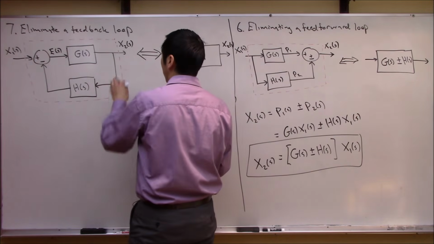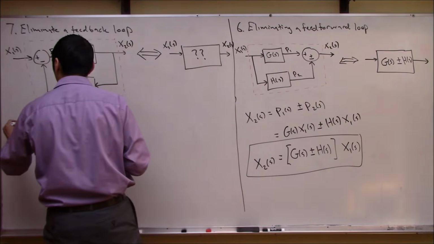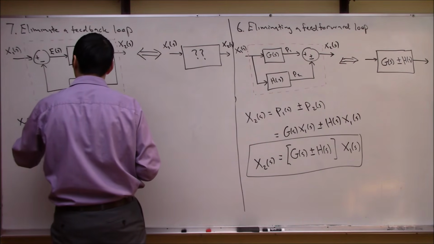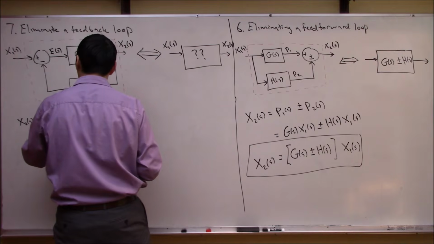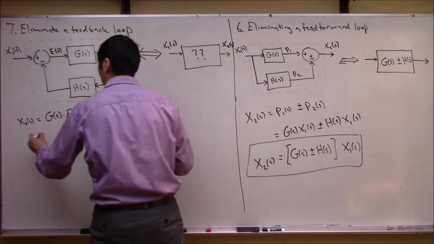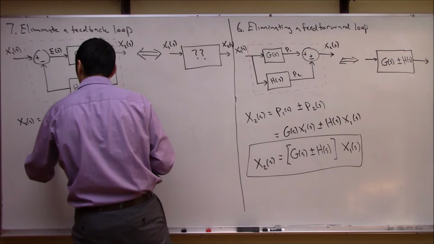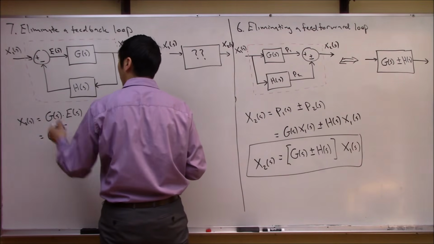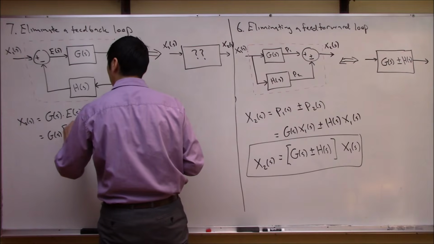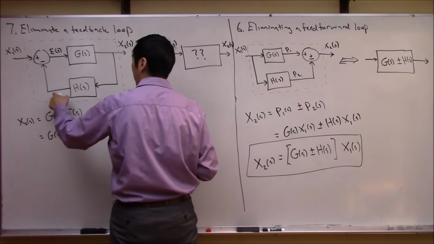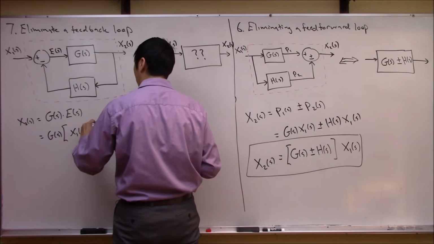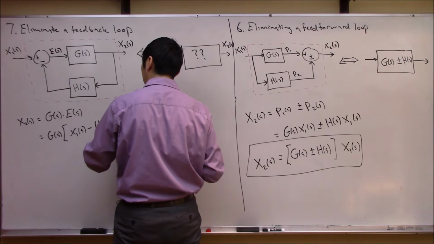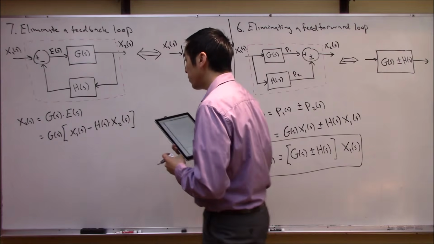So let's think about this. Okay, x2 of s. Let's write this down. x2 of s is just going to be the transfer function times its input. Now what is the E of s signal here? E of s is this minus this here. So this is x1 of s minus this signal here, which in this case is h of s times x2 of s.